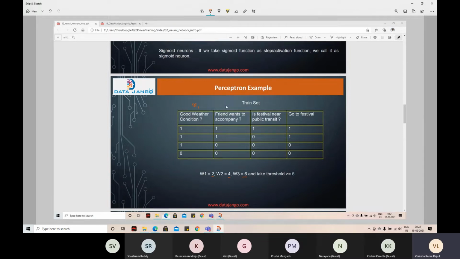So I can say this one as X1, X2, X3, and Y. Now the hypothesis function is going to be 2x1 plus 4x2 plus 6x3 greater than or equal to 6. That is the hypothesis function for the perceptron. Now if you put x1, x2, x3 into this, it is going to be 2 plus 4 plus 6, 12, greater than or equal to 6. That is true, so this is 1. The record belongs to 1. Okay. Got it? Any questions there? Can I move on?